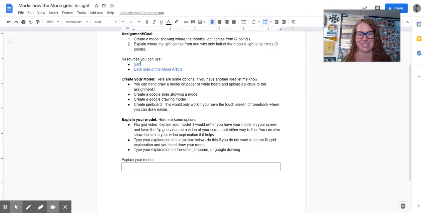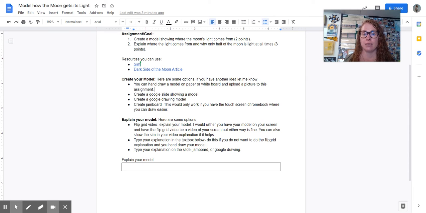Sometimes that confuses us. The easiest would probably be just to grab a piece of paper or your whiteboard and draw. You're going to draw the sun and the earth and the moon and just show where the moon is getting its light. You don't even need the earth really, but you can include it because a lot of times we have both. So, hand draw it on a piece of paper.